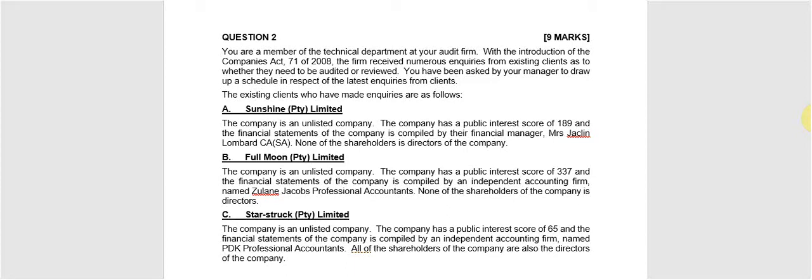It says, you are a member of the technical department at your audit firm. With the introduction of the Companies Act, the firm received inquiries from existing clients whether they need to be audited or independently reviewed. So again, a lot of questions around what is the difference between an audit and an independent review. A review will have much less testing than a complete audit. You have been asked by your manager to draw up a schedule in respect of the 3 inquiries.